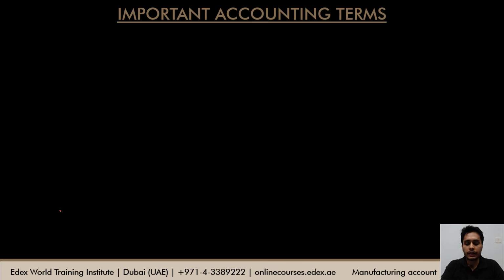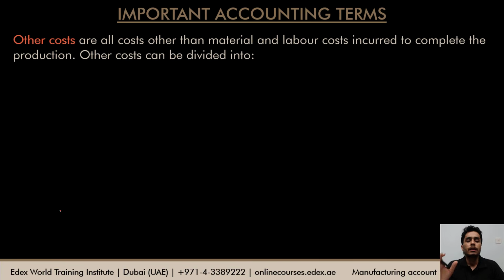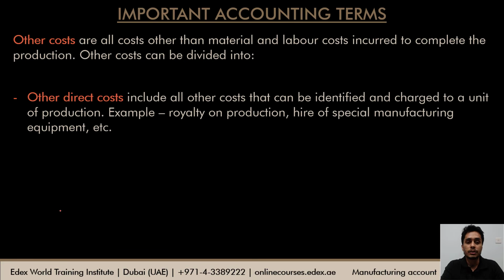Now, apart from material and labor, all other expenses come under other cost. Okay. So other costs can also be divided into other direct cost and other indirect cost. Other direct cost means all direct costs other than material and labor that have to be incurred for production of a unit of product, that are directly associated with a unit of product. For example, royalty paid when a unit of product is produced. You cannot produce without incurring the royalty cost.